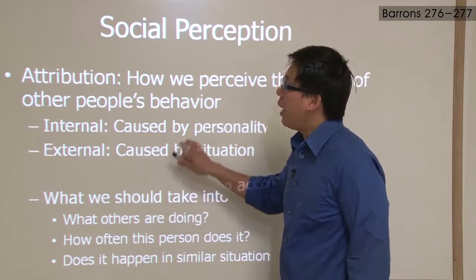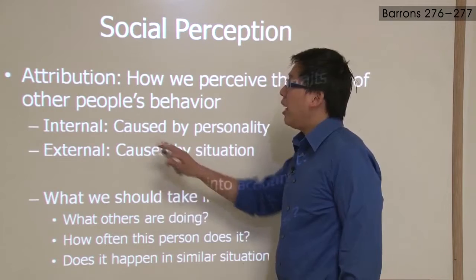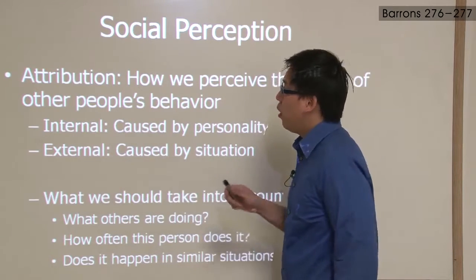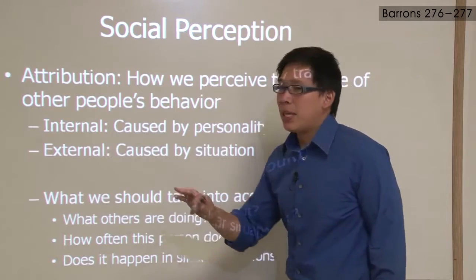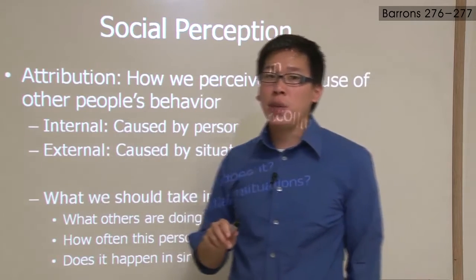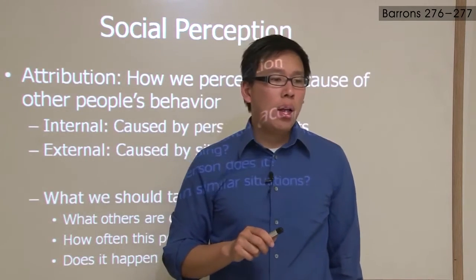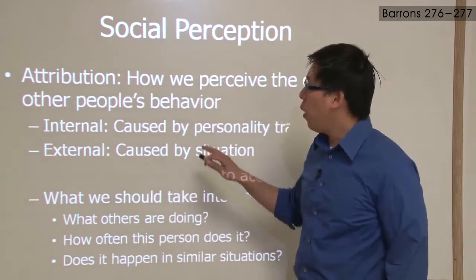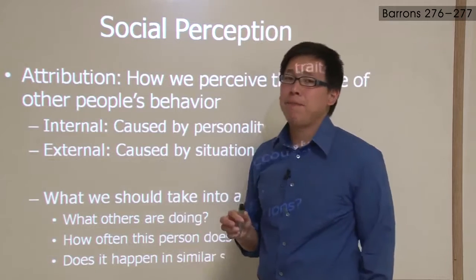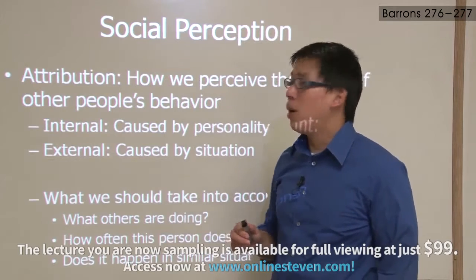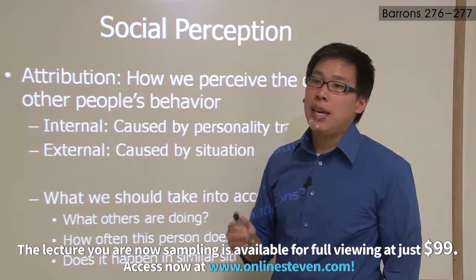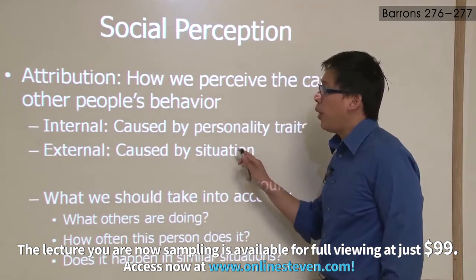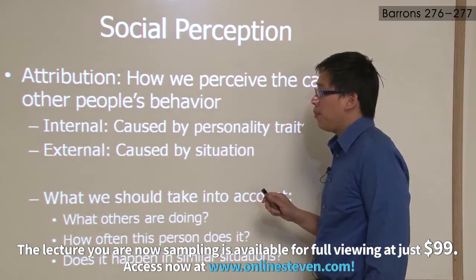So there are basically two causes that we could think of. There's an internal cause. They did that because something about them did it. Or an external cause. They did that because something in the environment caused them to do it. So for example, if your girlfriend breaks up with you, an internal reason might be, well, maybe she doesn't like me. An external reason would be, well, she's moving, or her parents don't like me, and so her parents forced her to break up with me, right?